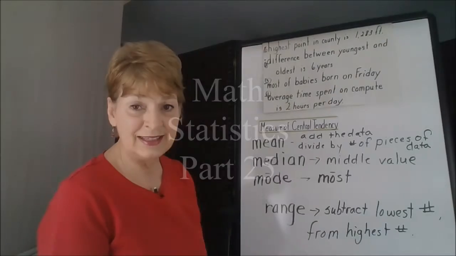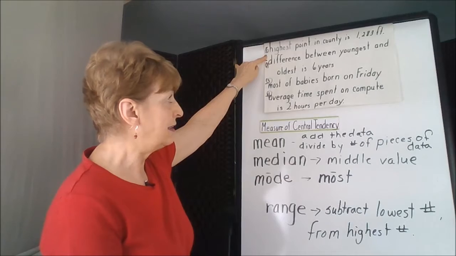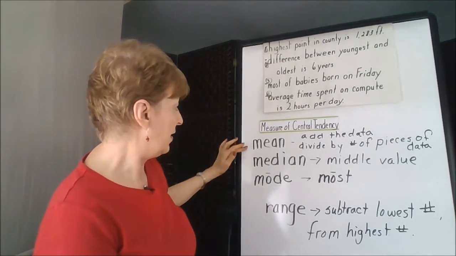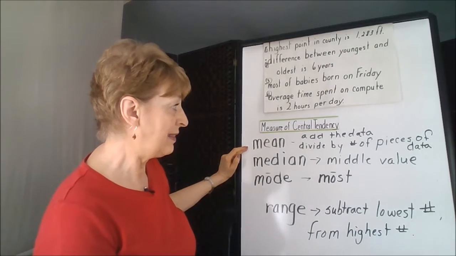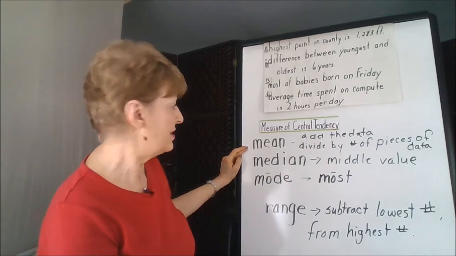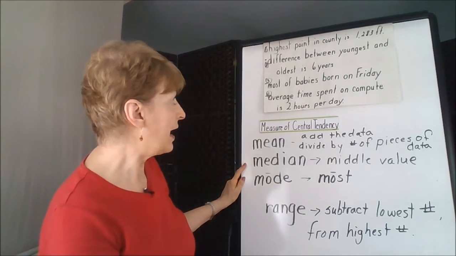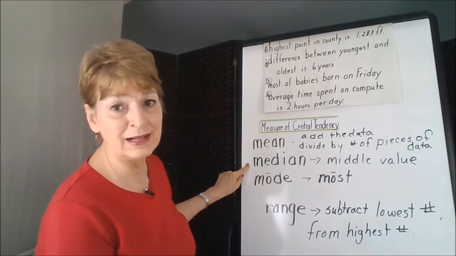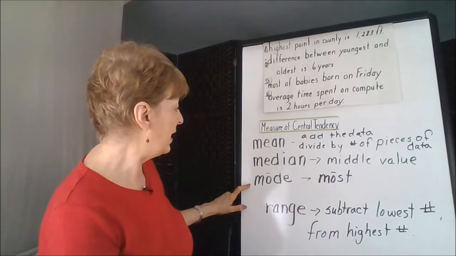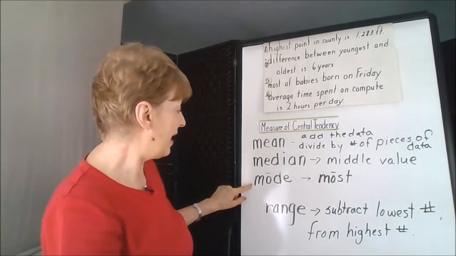Let's go through these and see how well you did. The highest point of a county is 1,283 feet. Well, do we have to add anything and divide by the number of pieces? We only have 1 point, so it can't be mean. Is the highest point in the county talking about a middle value? No. Is the highest point the highest you can get, the most? That would be a mode.